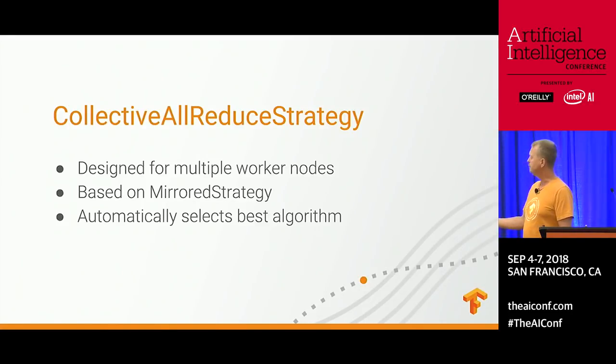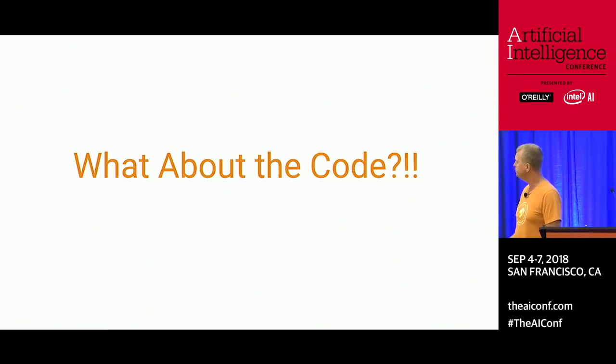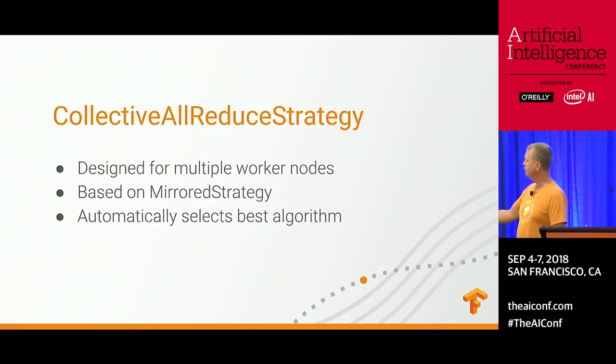So let's look at this collective all-reduce strategy, because that's something different than what we talked about previously with the mirrored strategy. So what is that thing? Well, it is specifically designed for multiple worker nodes. And it's essentially based on mirrored strategy, but it adds functionality in order to deal with multi-host or multi-workers in my cluster. And the good thing about this is that it automatically selects the best algorithm for doing the all-reduce function across this cluster. So what does that mean? What kind of algorithms do we have for doing all-reduce in a multi-node configuration?